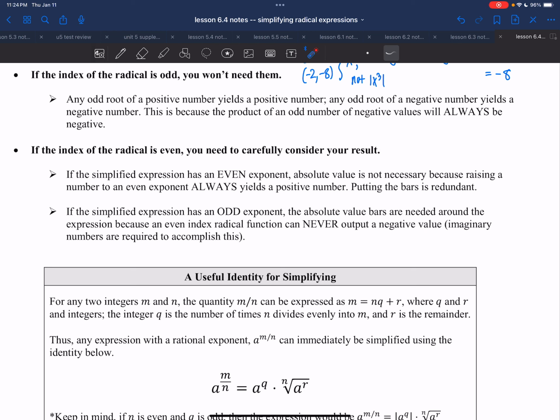Because a lot of times we're just looking at real numbers or we're just graphing over the real plane, we do not need to deal with i in this instance. Okay?